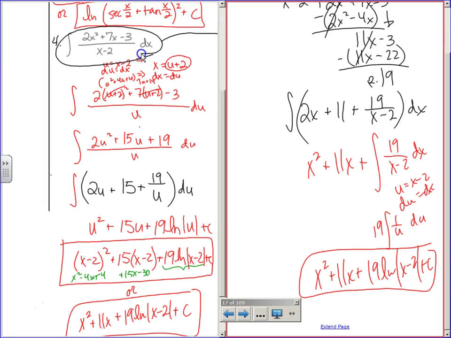It's an improper fraction. Divide first. Wait, how do you know it's improper? Pre-cal review: when the top is either greater than or equal to the bottom. Wait, what part of the top? The degree.